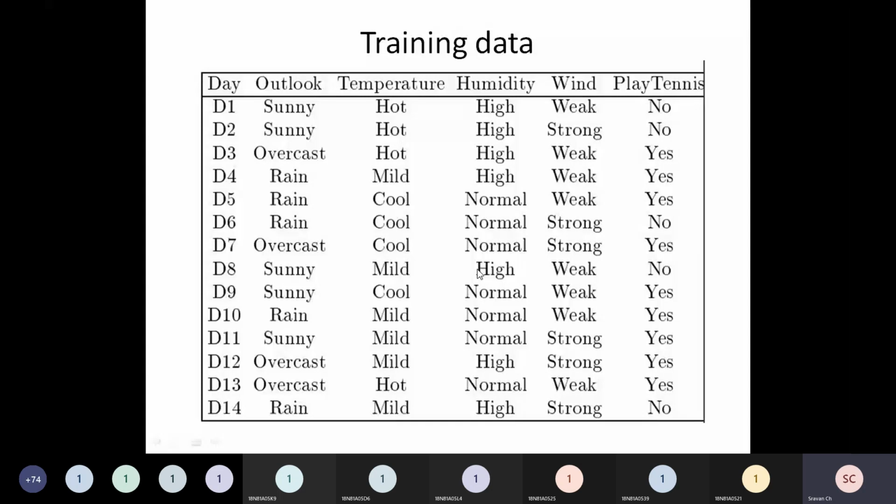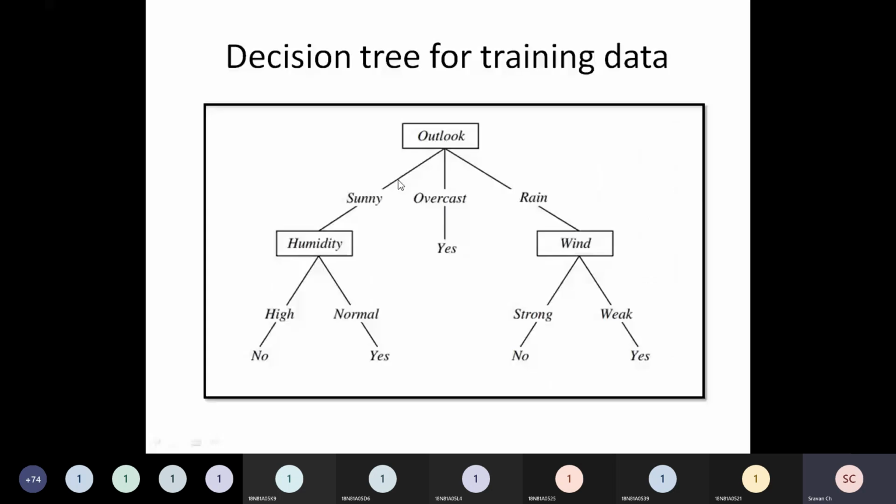Right, record number 9, humidity outlook is sunny, humidity is normal, it is yes. So if you observe, friends, whenever we are looking into the Outlook parameter's sunny records, we have only 5 such records. In all those 5 records, if you look at the humidity value, if it is high, the outcome is no. If it is normal, the outcome is yes.